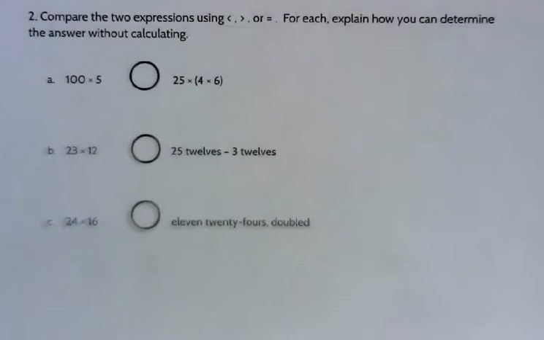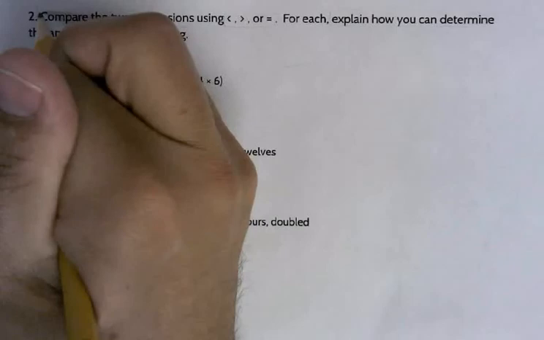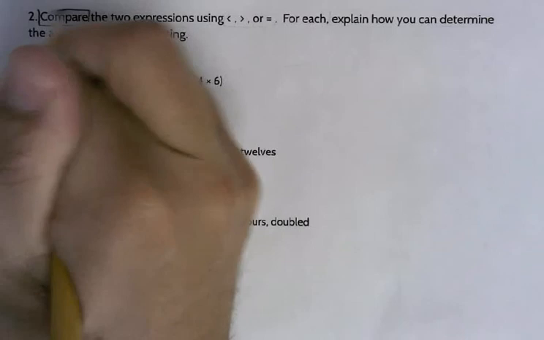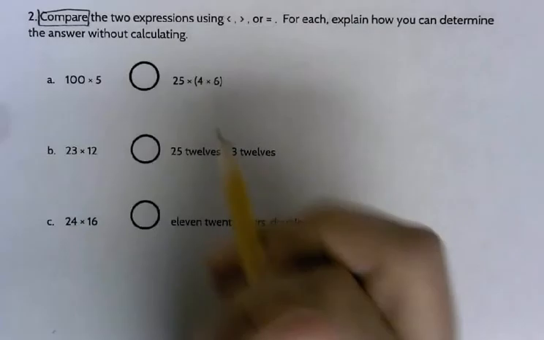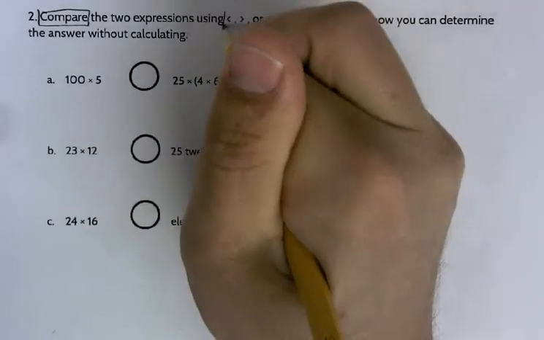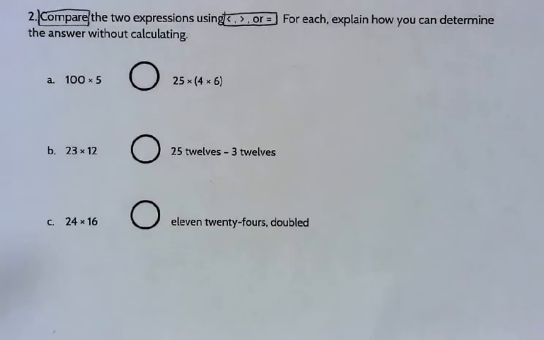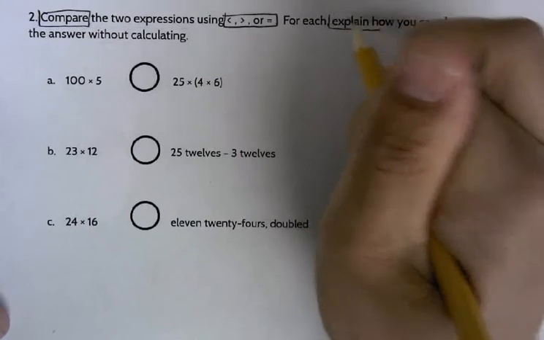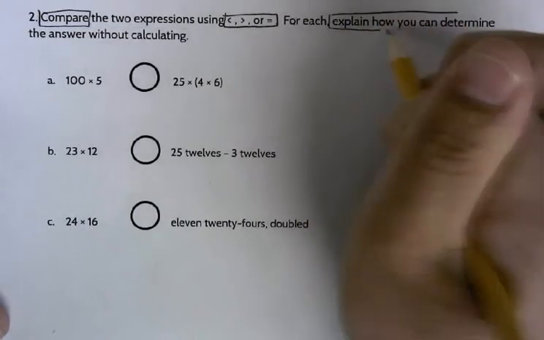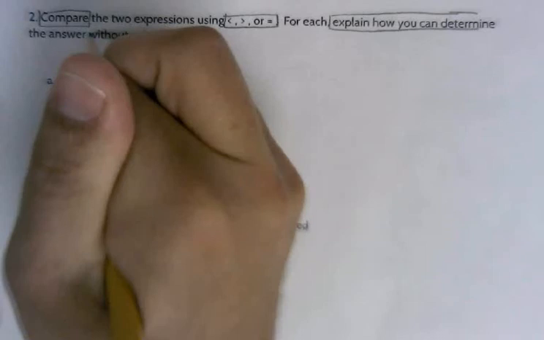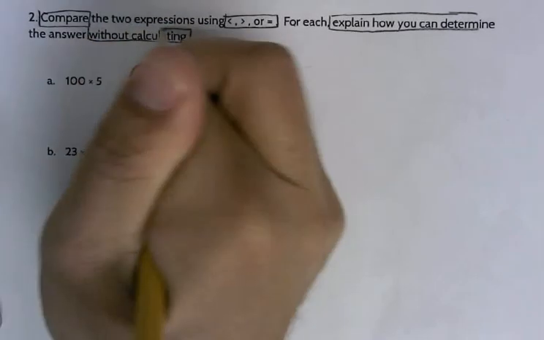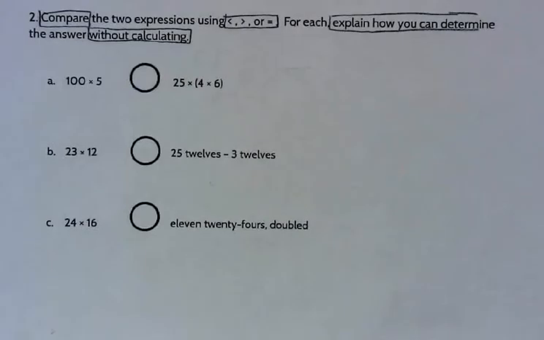All right, we're on to number 2, and reading the directions for number 2, they want us to compare the two expressions using less than, greater than, or equal to symbol. And for each, they want us to explain how you can determine the answer without calculating. So we're not finding any of the answers. We're going to do a little bit of work, but we should be able to quickly see which one would give us a bigger value.